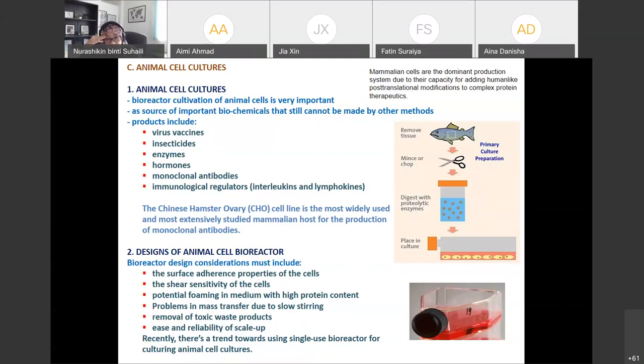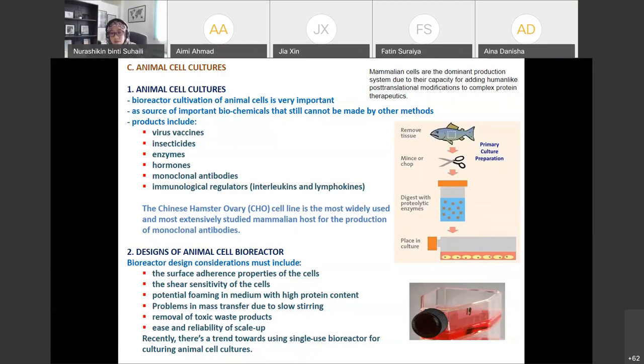Problems in mass transfer due to slow stirring. Because we cannot apply high speed, the problem that occurs will be inefficient mixing. The reason why we need mixing is because we want the cells to get the nutrients. Mixing is a very important aspect in fermentation. So that's why it becomes a challenge for animal cells and plant cells.